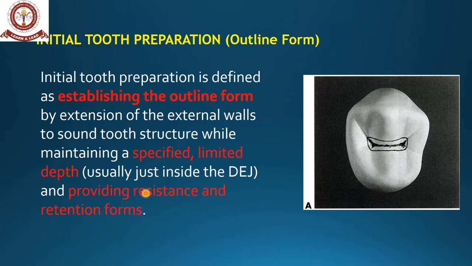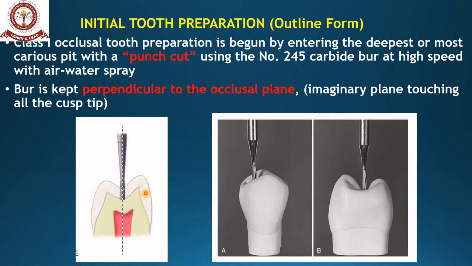So in the initial tooth preparation itself, we have to establish an outline form with the particular depth. That itself should provide a resistance and retention form, and the wall should be in the sound tooth structure. So class 1 occlusal tooth preparation is begun by entering the deepest or most carious pit with the punch cut, usually with the 245 carbide burr at high speed with the air water spray.